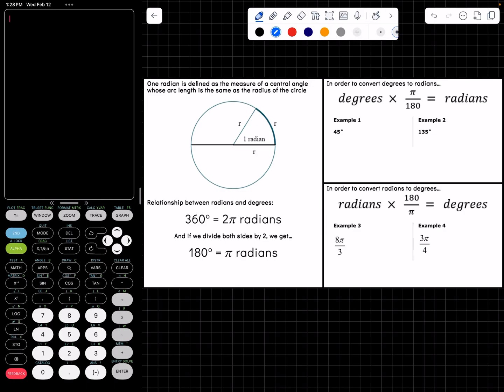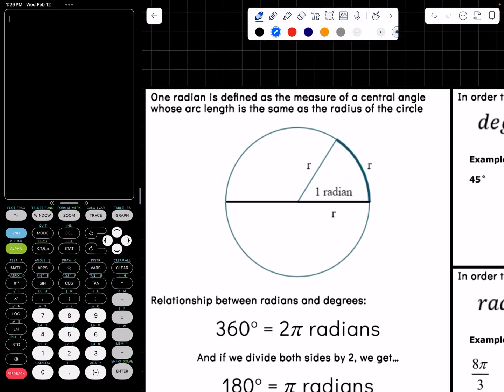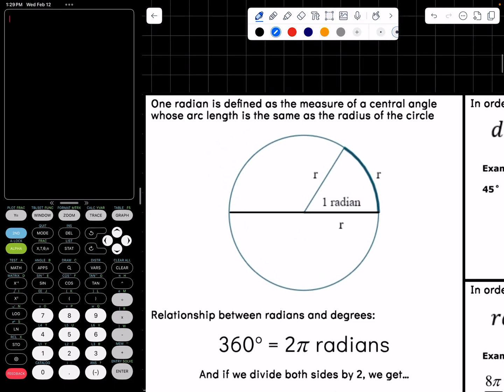So on the last slide, we showed that a radian is another unit of measurement that we're going to be dealing with instead of degrees, okay? And so we have this picture right here, and you've seen this in the other YouTube video that was linked in the slides, but we can show it here. One radian is defined as the measure of a central angle whose arc length is the same as the radius of a circle.